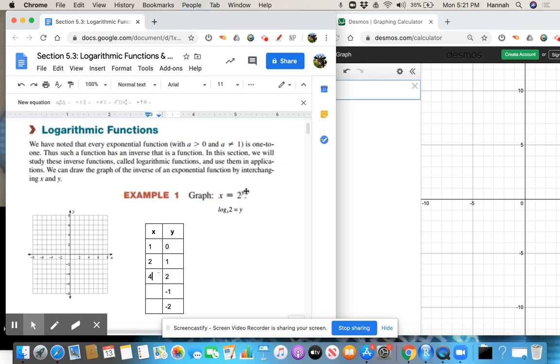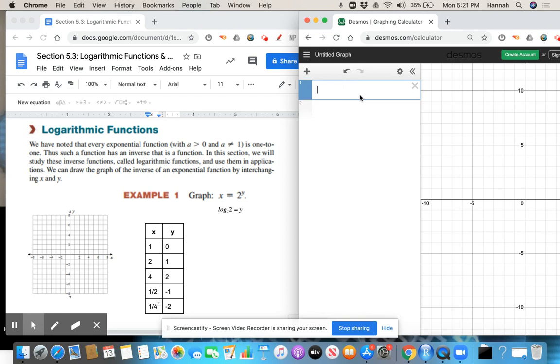If y was negative 1, well, 2 to the positive 1 is 2. So 2 to the negative 1 would be 1 over 2, or 1 half. And lastly here, 2 to the negative 2. Well, 2 to the positive 2 would be 4. So 2 to the negative 2 would be 1 over 4. So just to give you an idea of what those points would look like if I plotted them in Desmos. So there's 1, 0, 2, 1, 4, 2, 0.5, negative 1, and 0.25, negative 2.